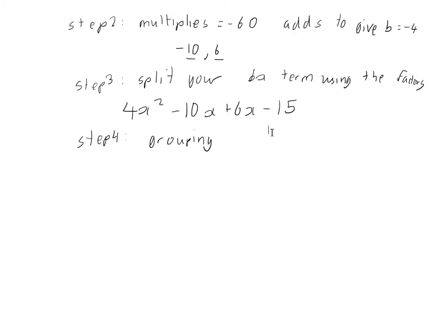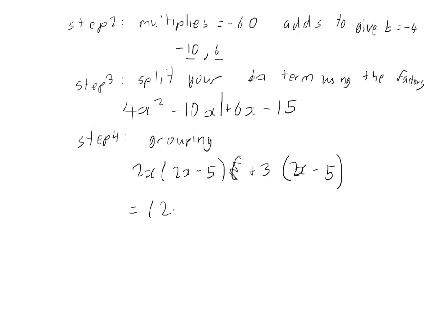All right, so you should have paused the video to try and do that. So split it down the middle. What's the common factor with this one? 2x outside of 2x minus 5. And with this one, the common factor is plus 3 outside of, well, x minus... 2x to get that 6x minus 5. Now you've got the common factor of 2x minus 5 outside of 2x plus 3.